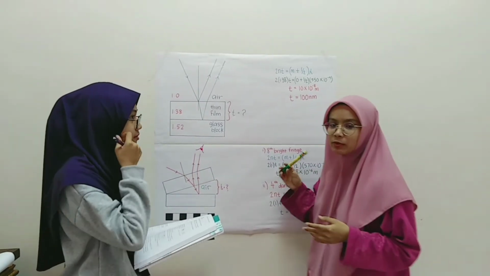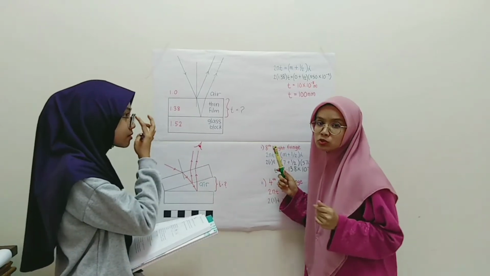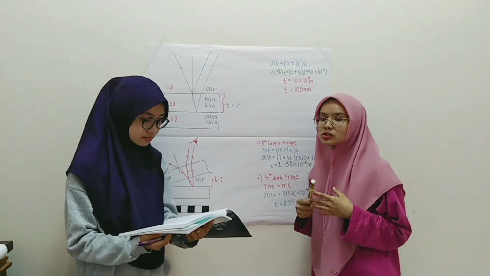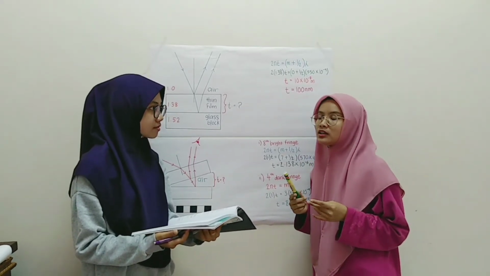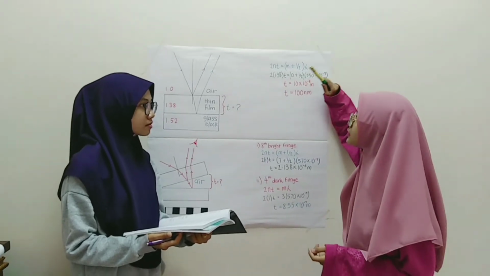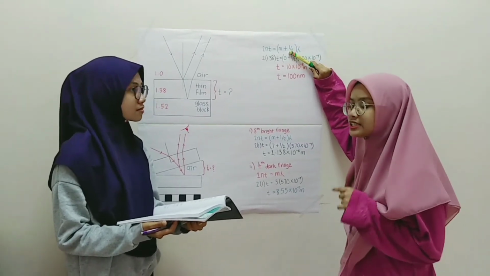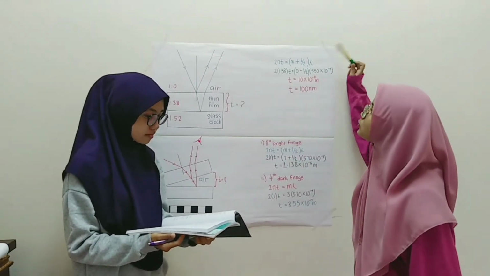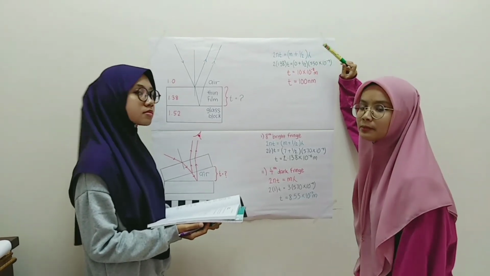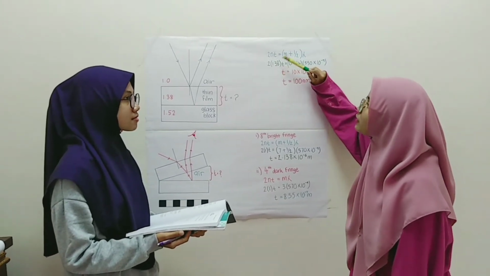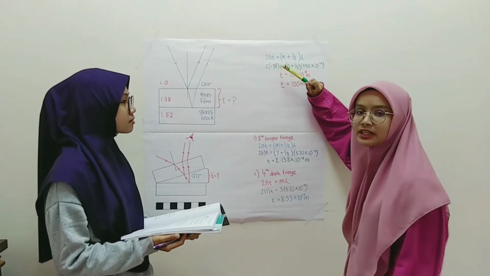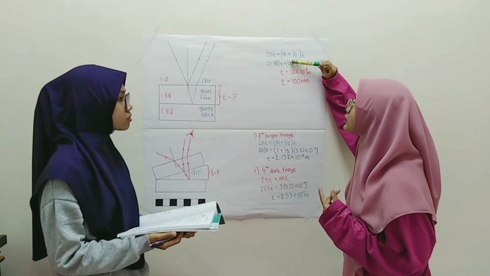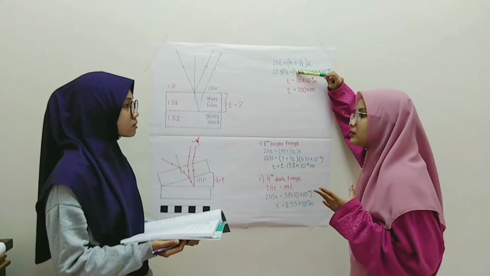So for this question, we can use two equations: 2nt equal to m lambda and 2nt equal to m plus 1 over 2 lambda. So we use the second equation because this is an in-phase coherent source and it is destructive interference. So we use 2nt equal to m plus 1 over 2 lambda. And we substitute n with 1.38 because we want to find the thickness of the coating material. And then the m we substitute with 0 because we use the minimum fringe.